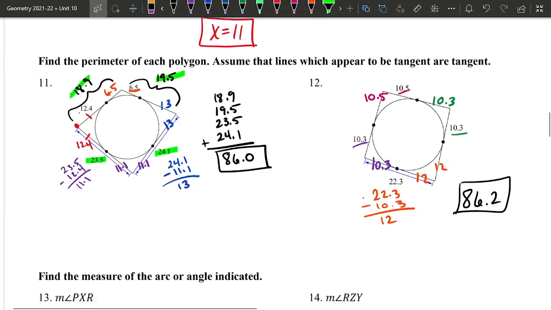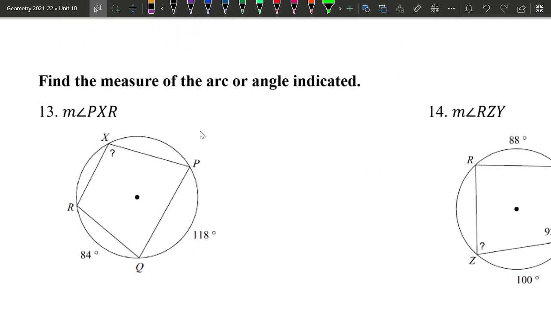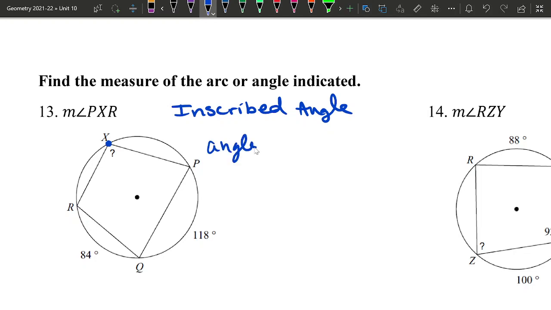All right, next one is number 13. Find the measure of the arc or angle indicated. All right, so again, I have an angle for number 13. I have an angle, and you figure out which formula based on where the vertex of the angle is. The vertex of the angle is on the circle, so this is inscribed. When you have an inscribed angle, the angle equals half of the arc measure.